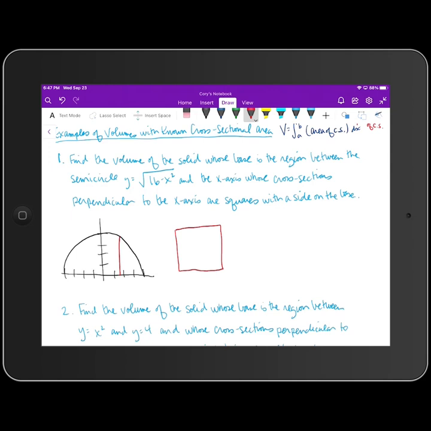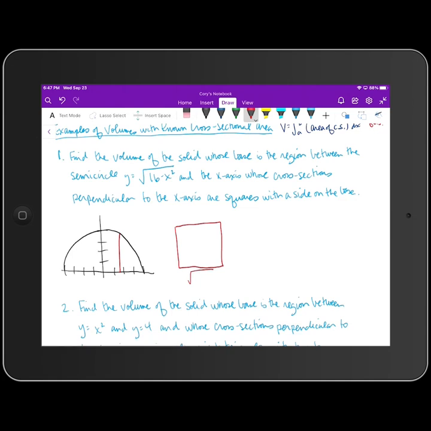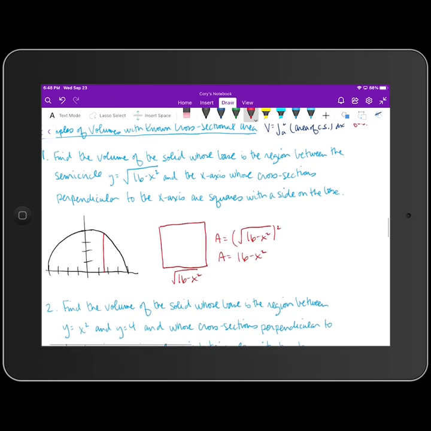Well, we know a side length in that square is going to be the distance from the x-axis to our curve, which is going to be the function square root of 16 minus x squared. And if we know a side length of the square, then we can determine the area of that square to be the side length quantity squared. So that is going to be the square root of 16 minus x squared, quantity squared, which is going to be equal to 16 minus x squared.